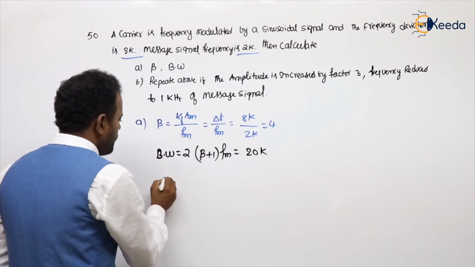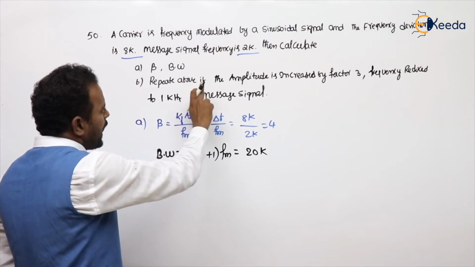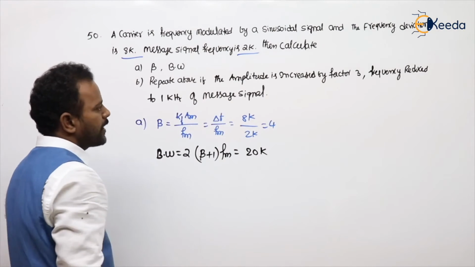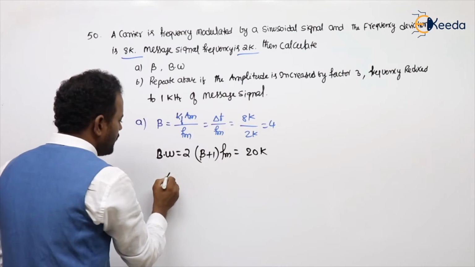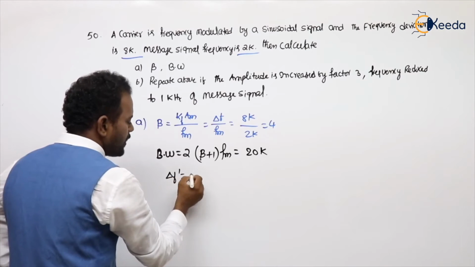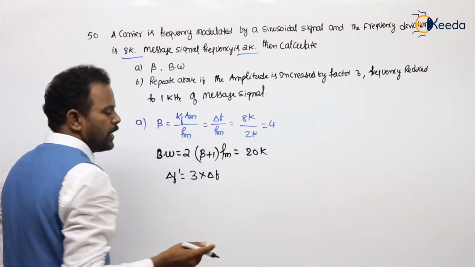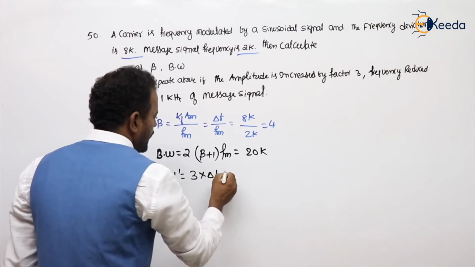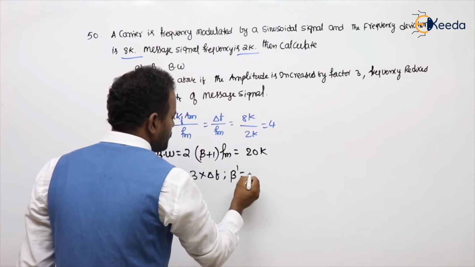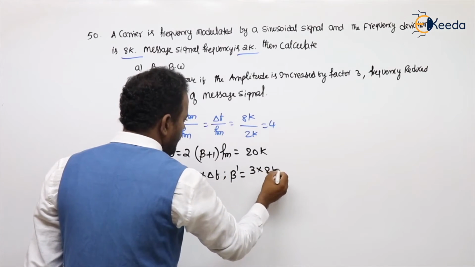What is the second problem? It says repeat the above problem with the amplitude increased by a factor of 3. If the amplitude is increased by a factor of 3, what is the new value of delta f dash? It is also 3 times. FM changing also has no effect here. Calculate the new beta value, that is 3 delta f, previous value 8K.